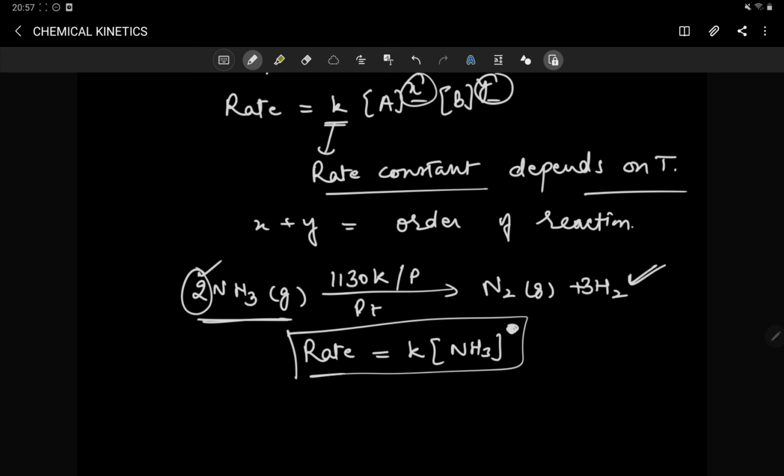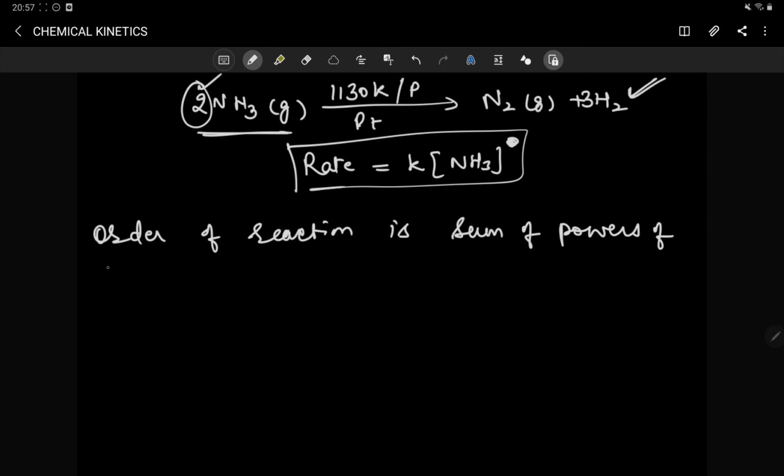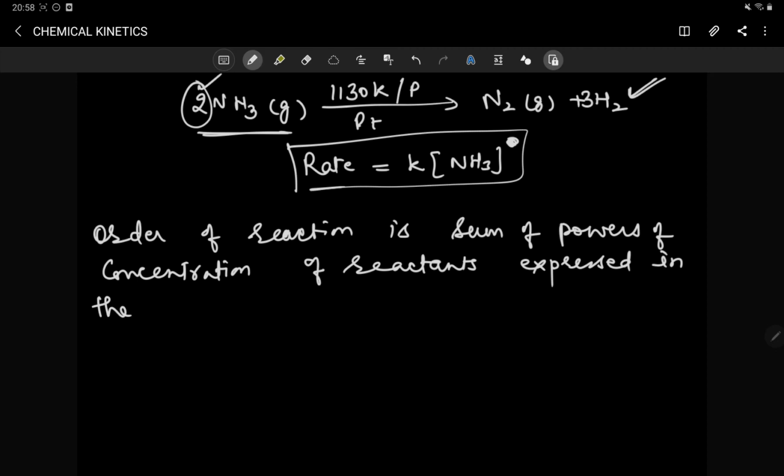What is order of reaction? How do we define order of reaction? Order of reaction is the sum of the powers of concentration of reactants expressed in the rate law. Rate law expression. So this is called the order of reaction.